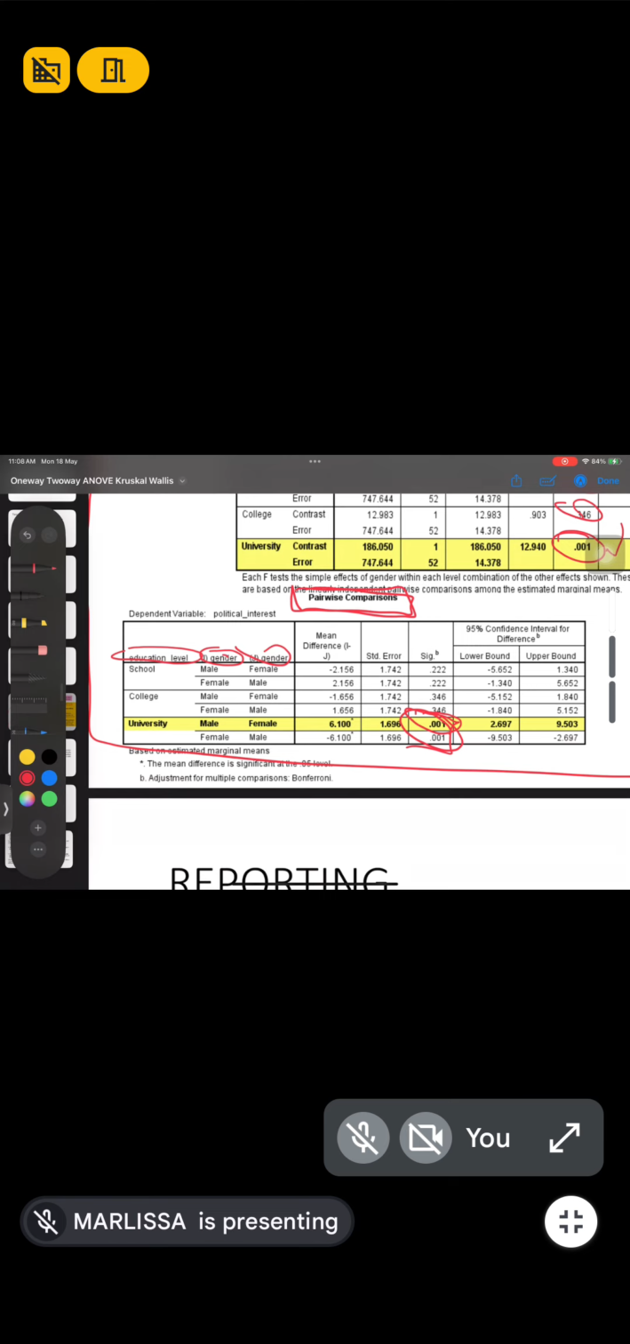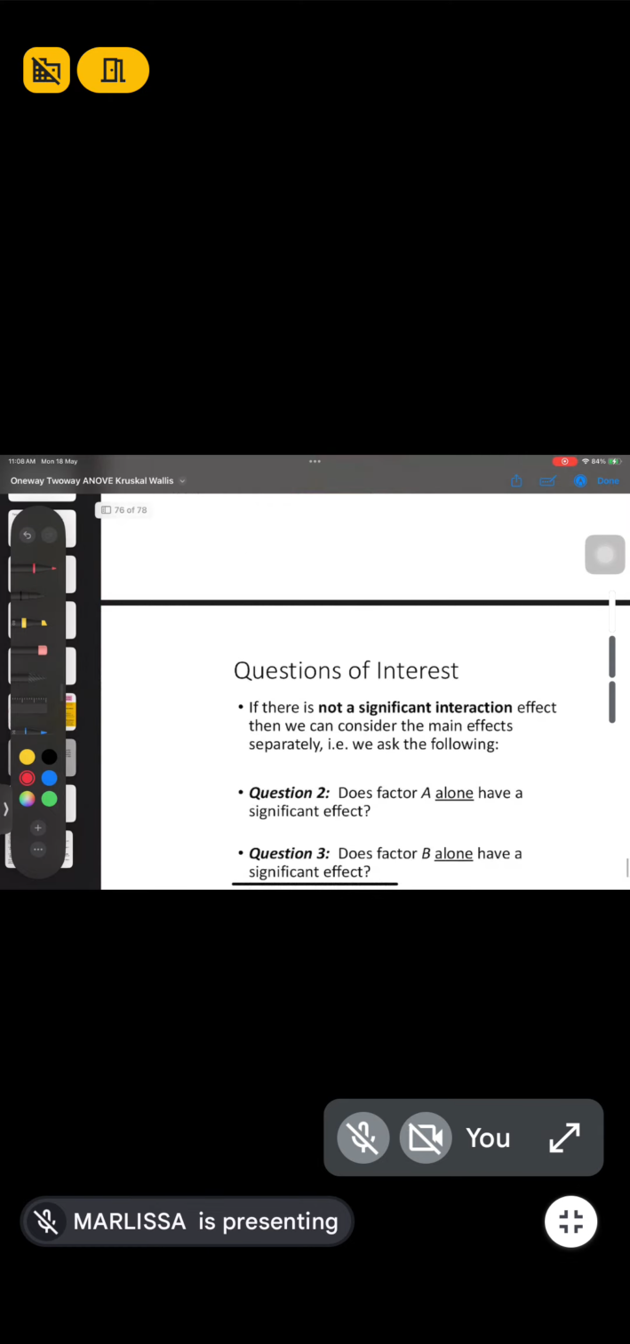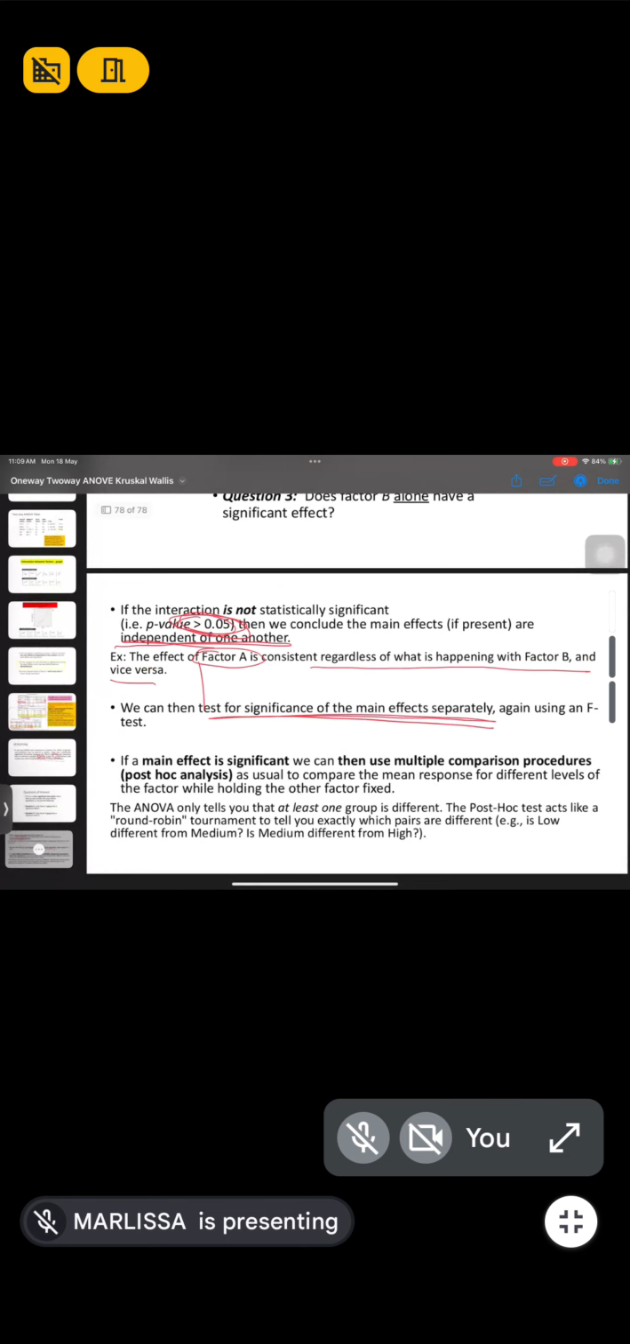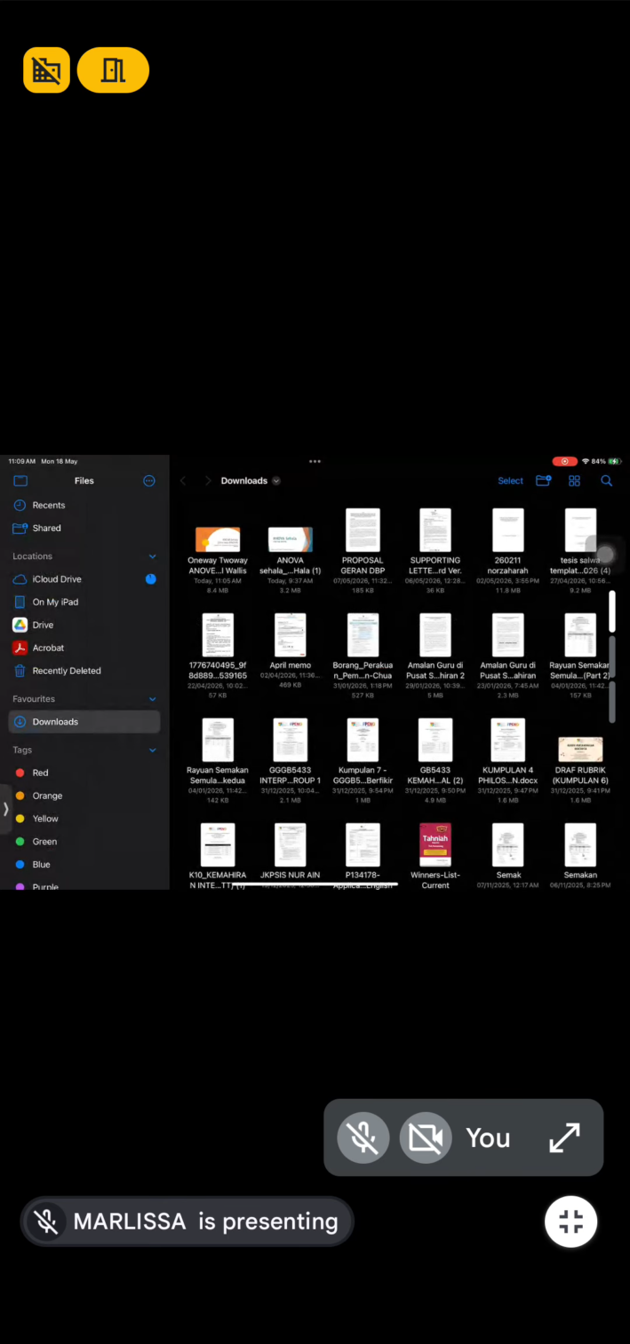You can report that only university male and female is significant. School male or female is not significant. College male or female is not significant. University male and female is the only significant one here. So you can conclude that there is a significant interaction effect for university students, between male and female. So that is how you do the two-way ANOVA. Any other questions?